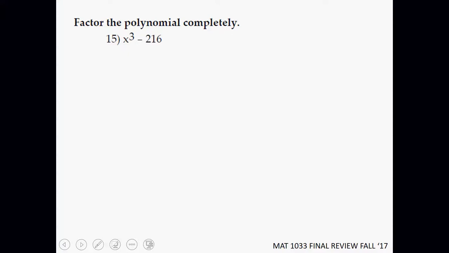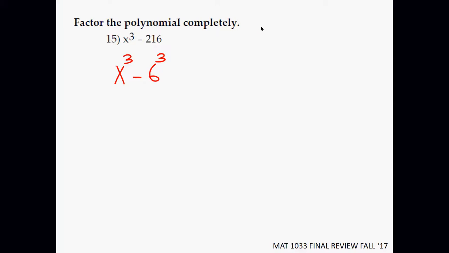We have to factor this polynomial completely. We notice this polynomial is the difference between perfect cubes, because x cubed is a perfect cube of x, and 216 is a perfect cube of 6. So that will be 6 cubed.